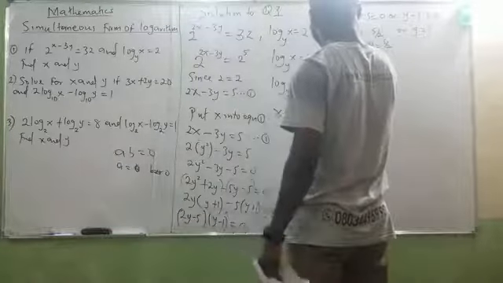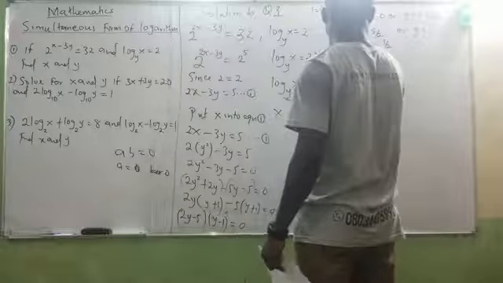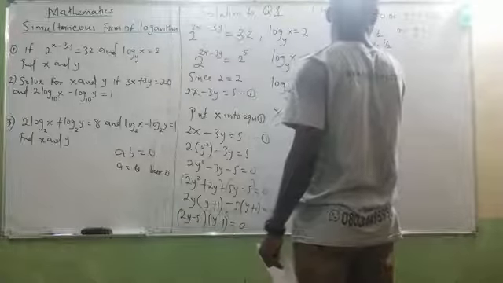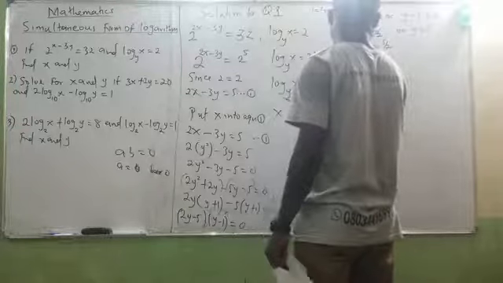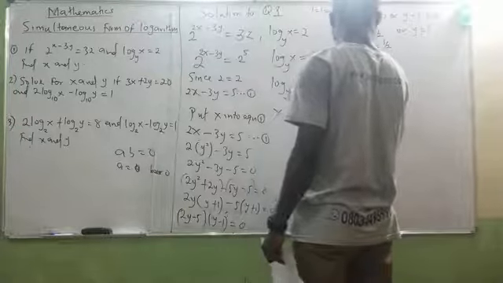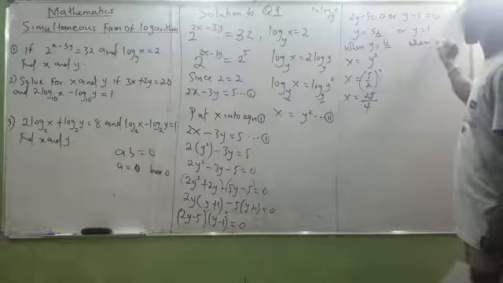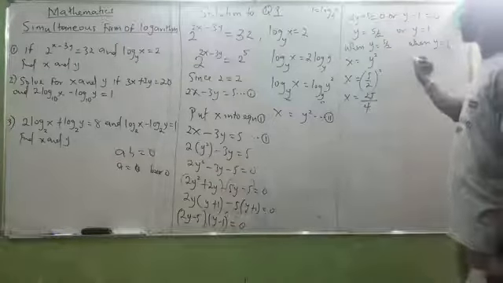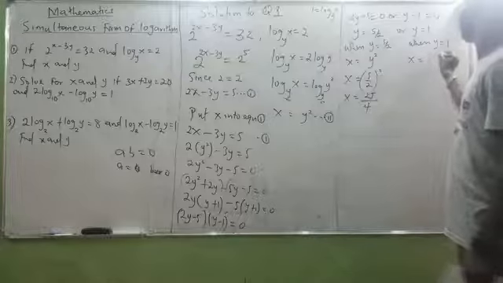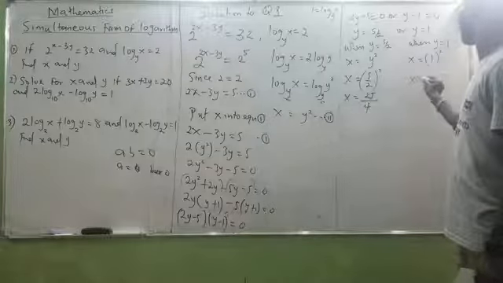Now, when y equals 5 over 2, what will happen to my x? My x will be equal to y squared, which is 5 over 2 squared, which is 25 over 4. Now, when y equals 1, it means my x will be equal to 1 squared. My x equals 1.